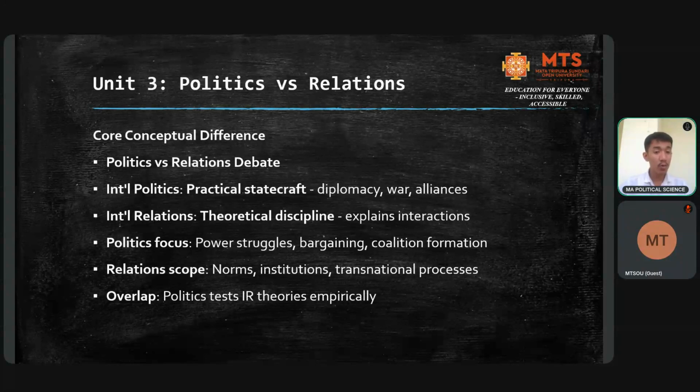International relations scope: they discuss norms, institutions, transnational processes. What are the norms? What are the globally accepted rules and regulations? What are the big organizations that are very impactful in global politics and transnational processes? In every country, what activities are happening? These are the scope of international relations. International politics tests IR theories empirically. So the theories given by IR are tested by international politics. This is the difference.